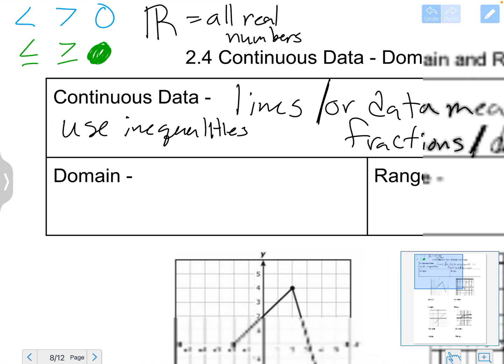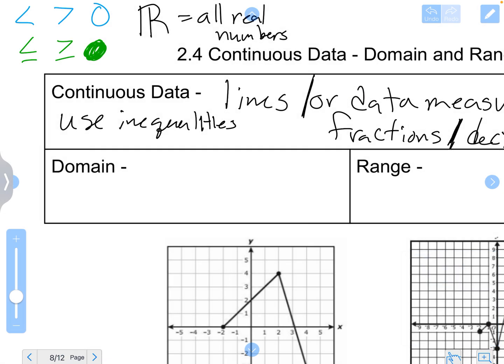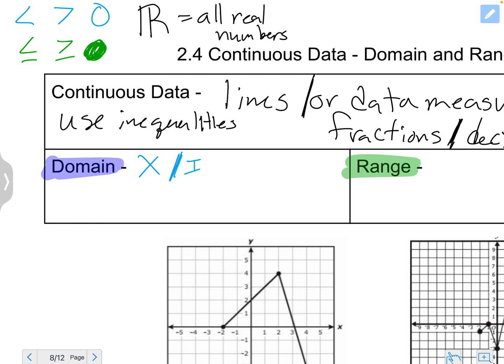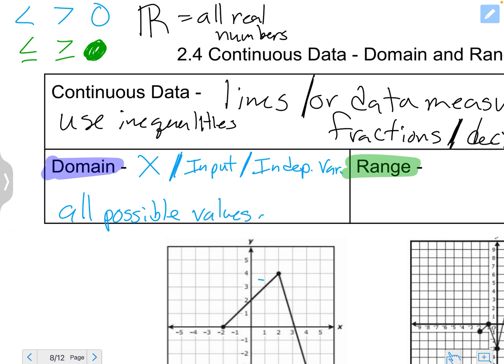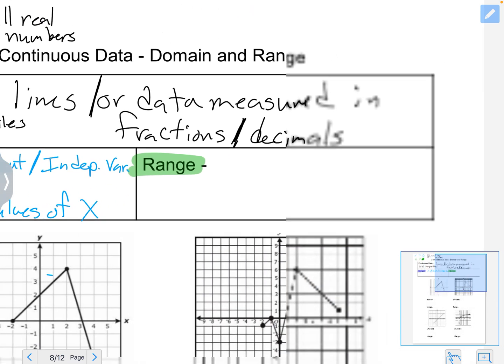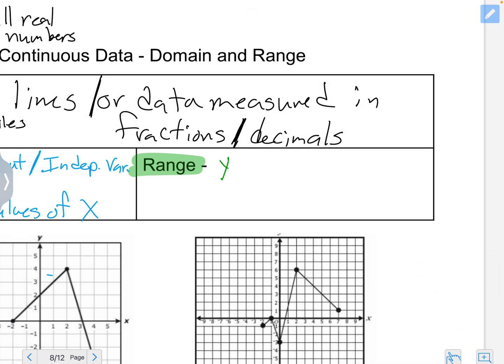So let's remind ourselves about domain and range. Domain is always going to be blue. Range is always going to be green. So domain is our X. It is our input. And it is our independent variable. I'm going to abbreviate those. We've talked about them a lot, so we're just going to keep abbreviating them. And then the next thing we need to know is domain is all possible values of X.